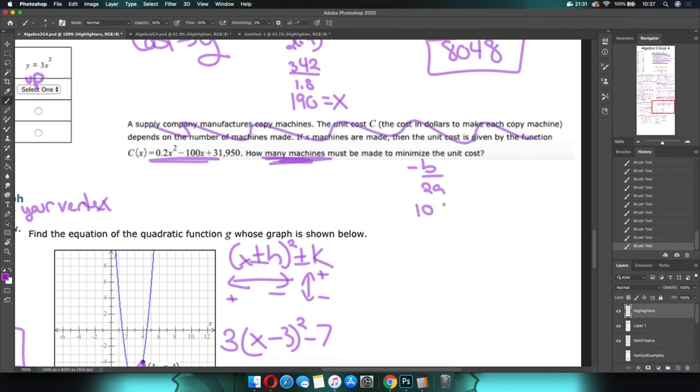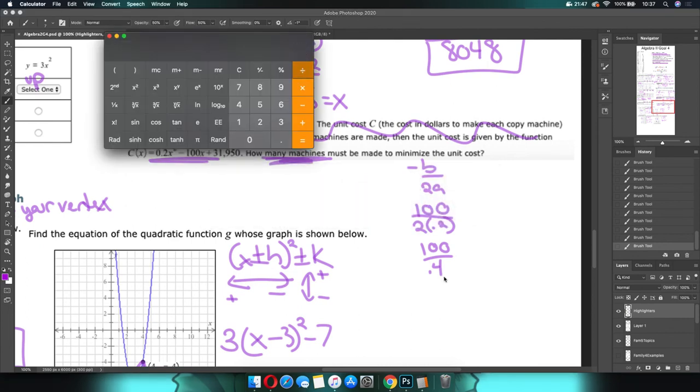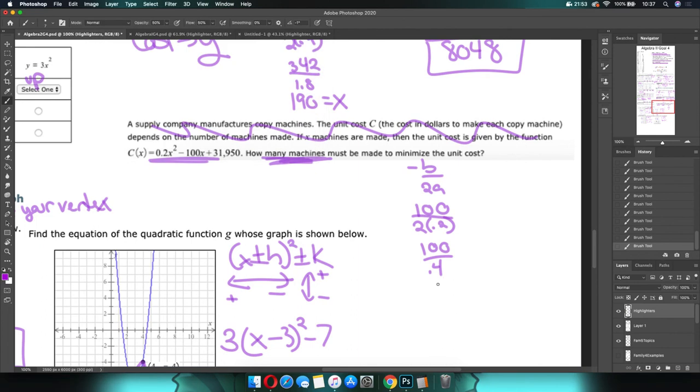So it's going to be 100 over 2 times 0.2, which is 100 over 0.4, which I feel like I know that. I feel like that's going to be 400. No, that doesn't sound right. Let's find out. 100 divided by 0.4. This is a simple decimal, and I'm going to kick myself. Yeah, it's 250. Good job. So our answer here will be 250. And then that's all you're doing.